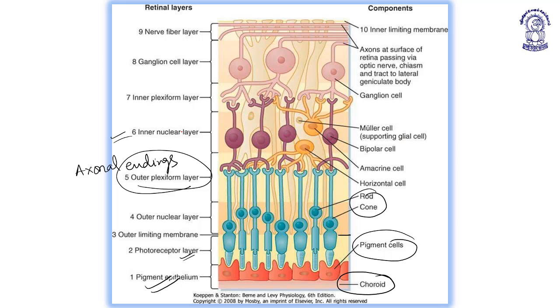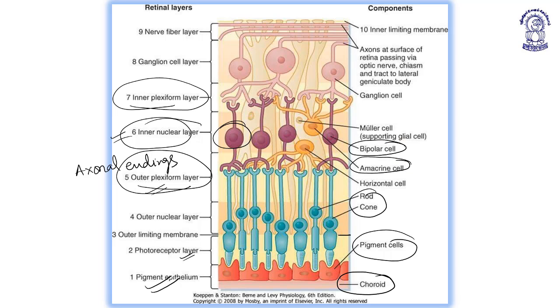Then the inner nuclear layer, then the inner plexiform layer, the outer plexiform layer, and the inner plexiform layer. So these are the bipolar neurons. You can see the bipolar neurons. This is a bipolar cell. These are the amacrine cells.